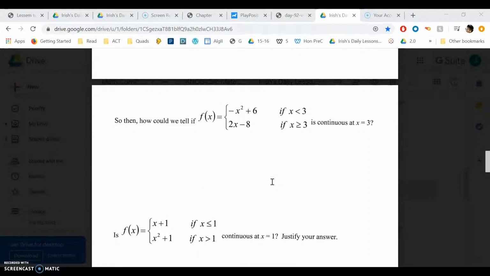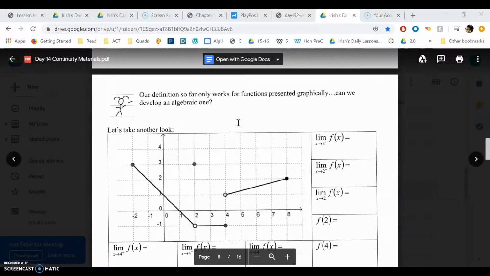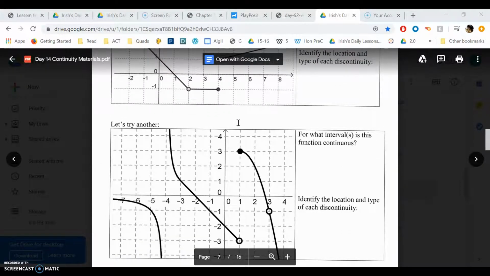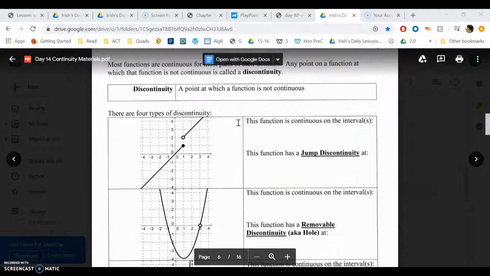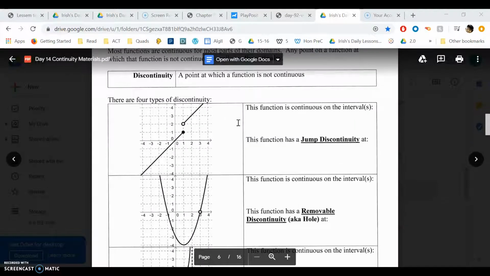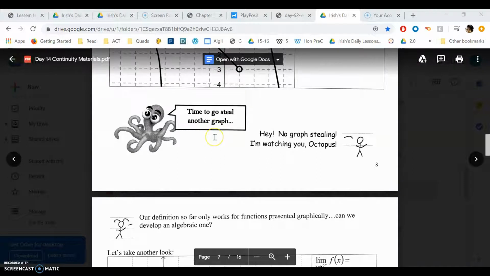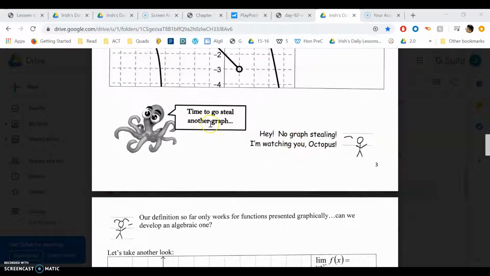All right, so here is part 2 of continuity. So we did it before when we had the graphs like this. What part were continuous, what parts were not, and all the different ways that a graph can not be continuous. But what happens if the octopus steals the graph? No graph stealing. I'm watching you, octopus.